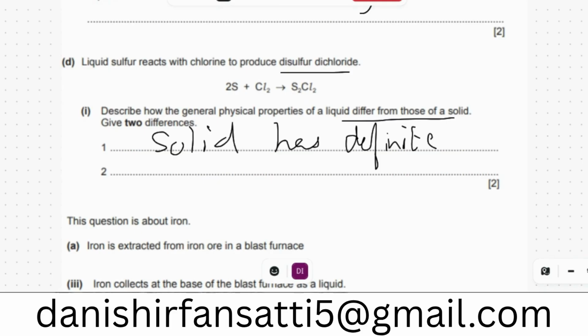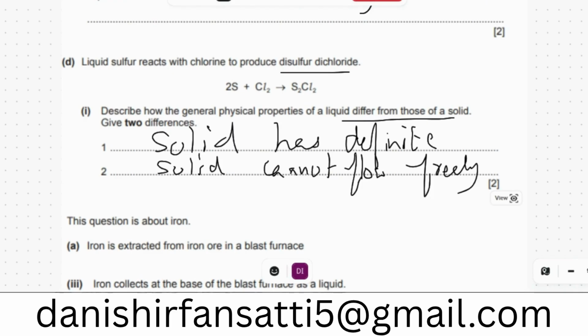For example, if it is in a glass, it will change into the shape of the glass. If it is in something else, it will change shape according to that. And solid does not flow. Okay, second is solid cannot flow freely. Water can flow freely, whereas solid cannot flow freely. Okay, that is 2 marks for you.